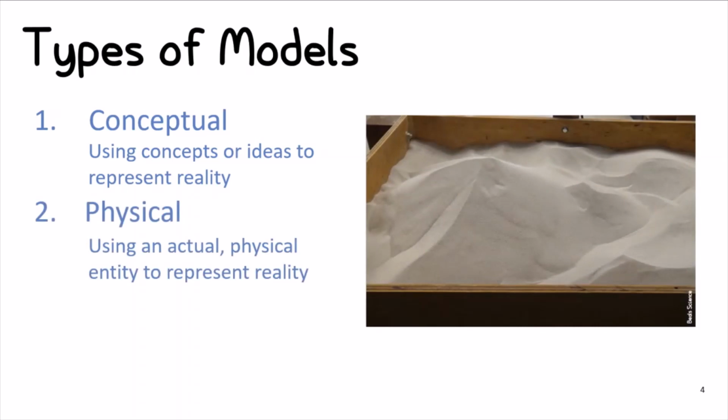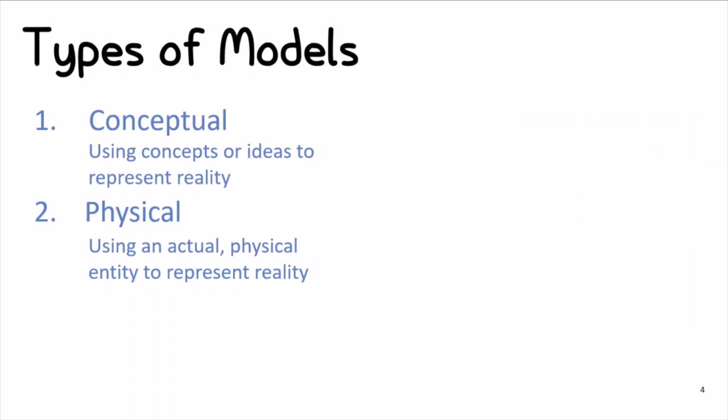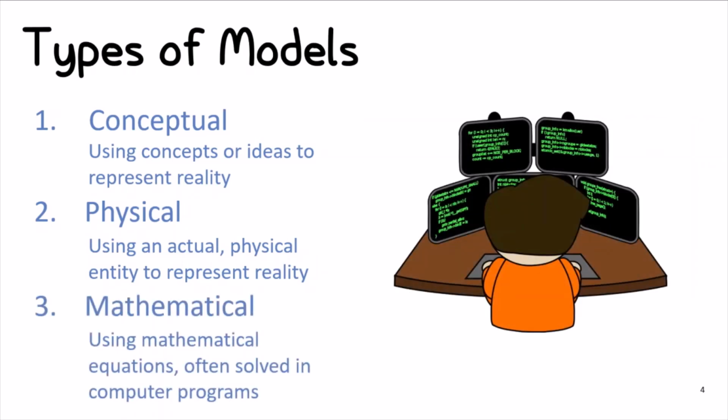Physical models use an actual physical entity to represent reality. Take the example here of the sandbox experiment. Or there are mathematical models that use equations to represent reality, often solved in a computer program. Considering these three types of models, let's look at some examples.